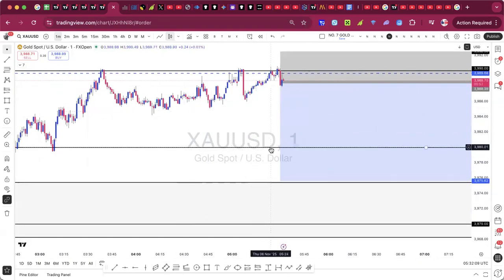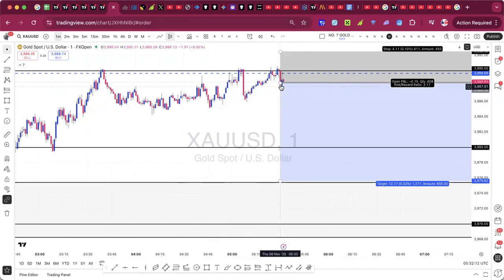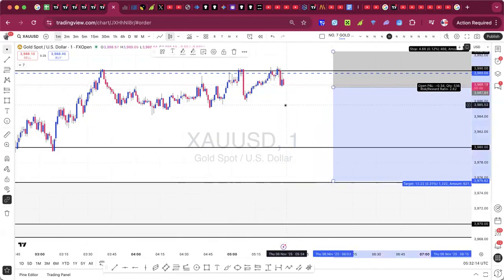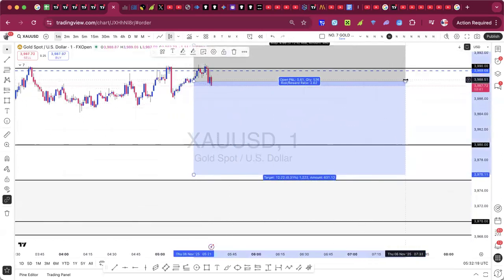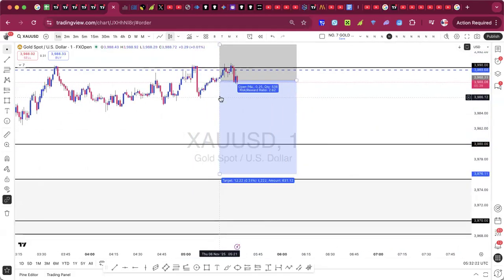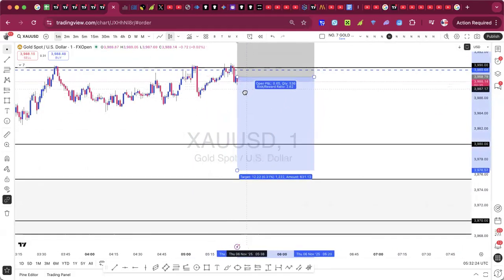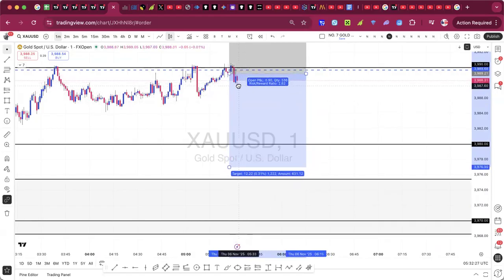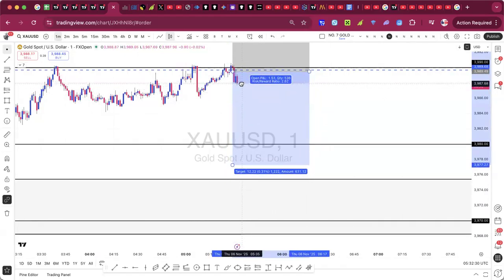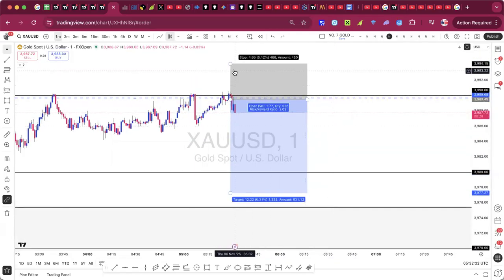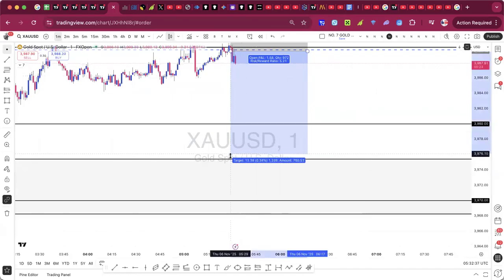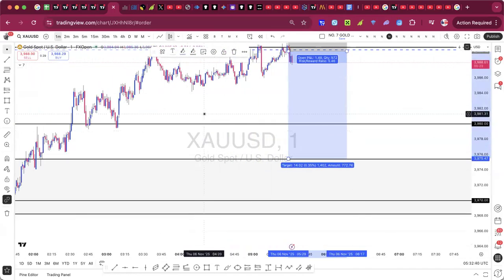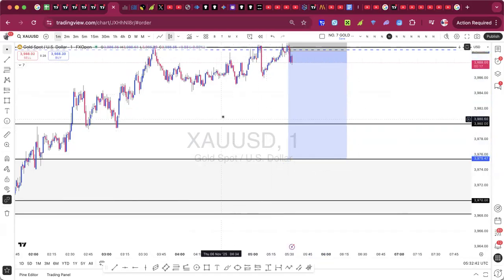Targeting this psychological level to take profit. So you can see on 1 minute, after this engulfing candle, this is a rejection. Then sell down to this order block, of course, first targeting this support, which is the psychological level.